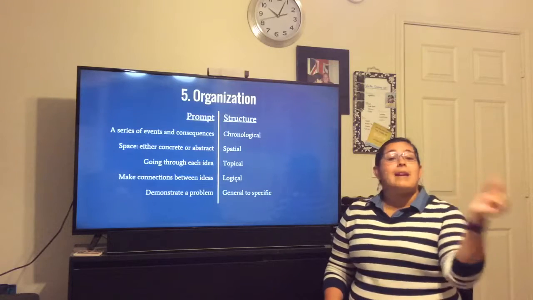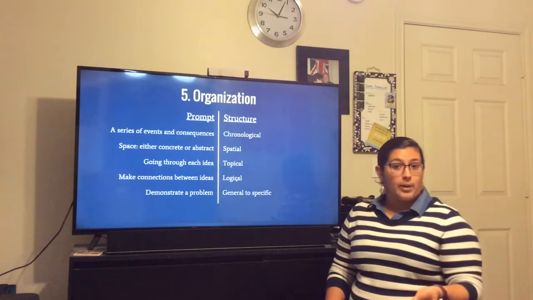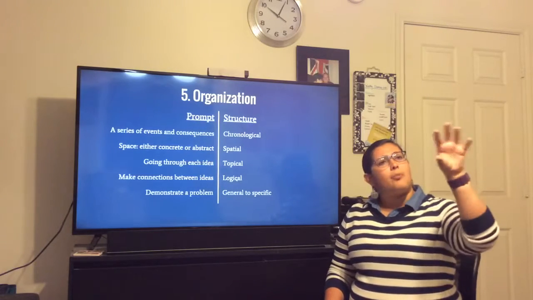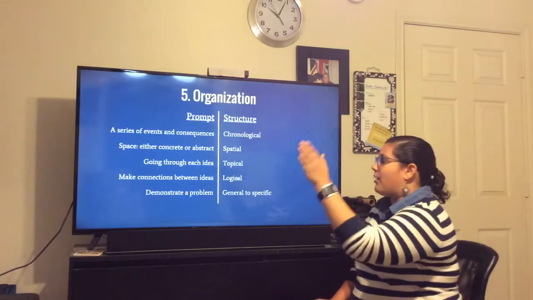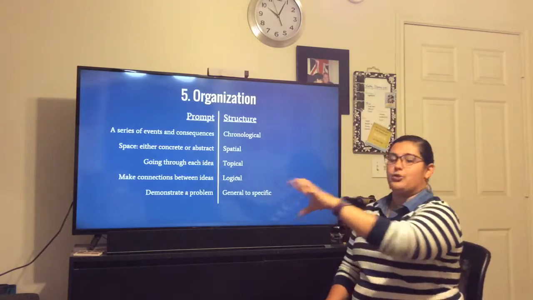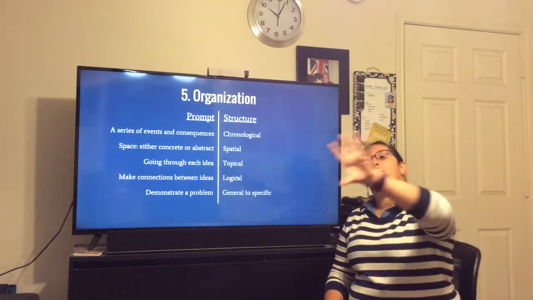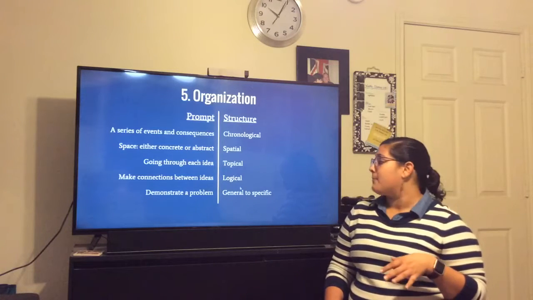So logical is making connections between ideas. Think about a problem and a solution, like the global warming paper I was talking about. You want to first start off with that problem and explain everything about the problem, and then you transition and move on to your solution, and you draw connections between those. You progress through the problem logically. You can also do cause and effect that way.